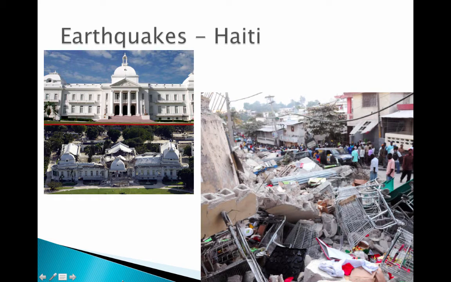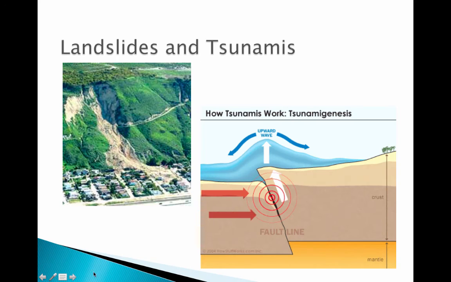So we'll talk about the impacts of this in class as well. Landslides can also occur from earthquakes, and you can see here the entire side of this mountain just gave way. And these little things down here are houses, and you can see some people's houses just basically got covered up by the mountain. And here on the right hand side, you can see how tsunamis work.